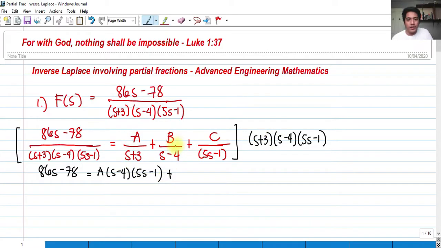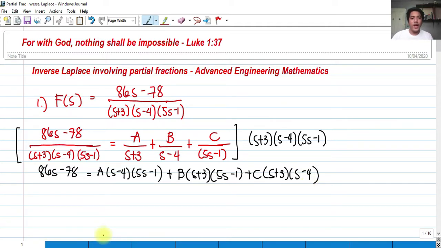And plus, in this term, s minus 4 will be cancelled, so we have B multiplied by s plus 3 multiplied by 5s minus 1. And finally, for our C, 5s minus 1 here will be cancelled, so C will be multiplied by quantity s plus 3 times quantity s minus 4. Then we are going to solve the values of A, B, and C by plugging in some values of s. It's very easy for us to find them by assigning some values of s.